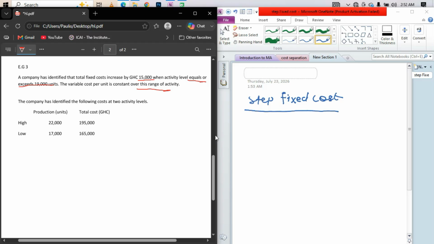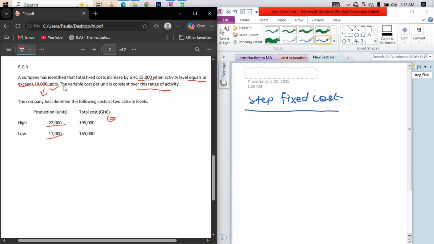So we have 22,000, which is above the range, and 17,000, which is below the range. So when you're using high and low, what are we going to do? If you're using high and low, we need to get what? Two activity levels. They should be in the same range before we use the high and low. Now one is above the range and one is below the range. So it's just like we have two different situations, right?